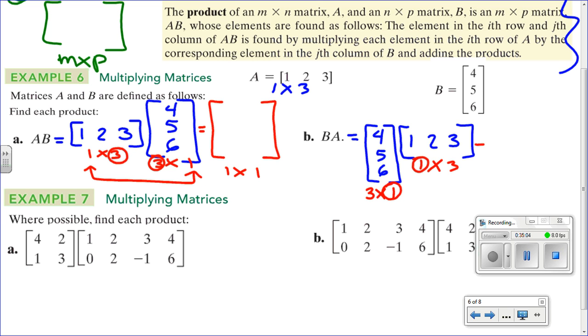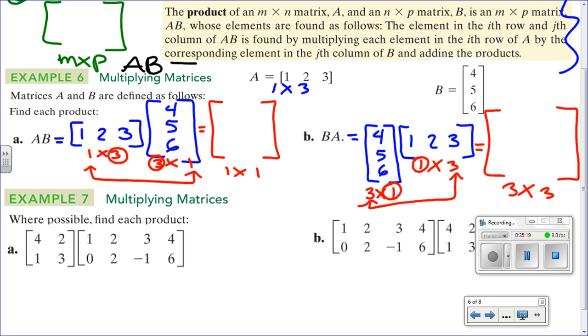But the resultant matrix is going to be a pretty big one, right? What are the dimensions going to be? 3 by 3. So the numbers on the outside. So you can see it's pretty obvious that AB does not equal BA. I don't even need to know what the numbers are because the dimensions are different. They will not be equal. So this is one thing of caution. Matrix multiplication is not commutative. That's very important.